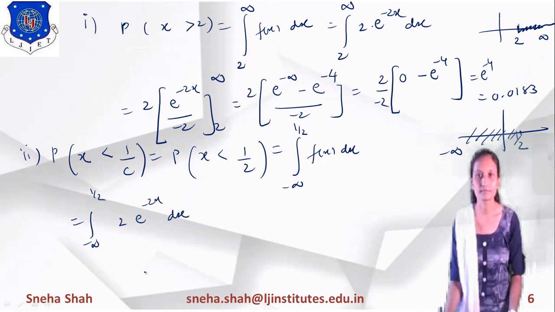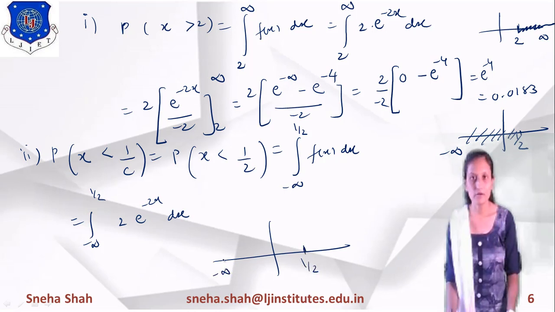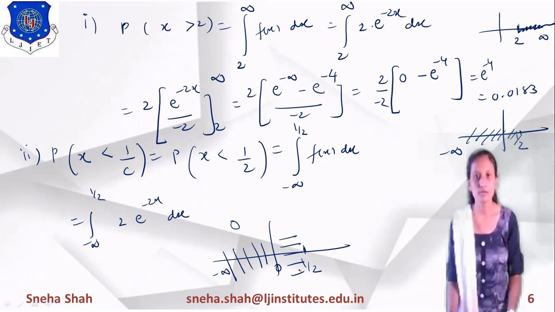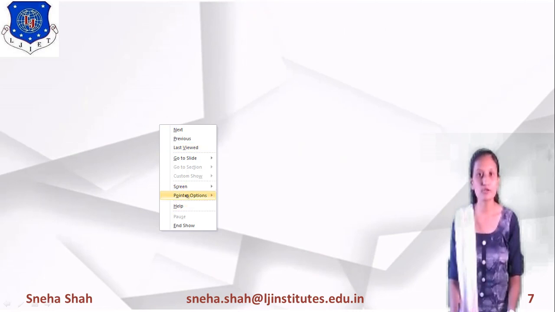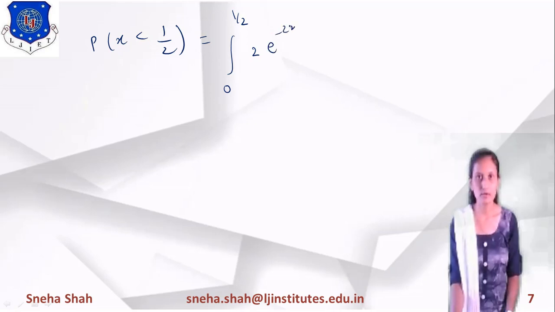If I draw the graph of this, you can see that we can divide the whole range from minus infinity to 1 by 2 into two parts: the first part from minus infinity to 0, and the second from 0 to 1 by 2. For x less than 0 the value is 0, so we are removing this particular part. It will give the term from 0 to 1 by 2 only, right? So the probability of x less than 1 by 2 has the range from 0 to 1 by 2 and the term 2 into e raised to minus 2x dx, right?